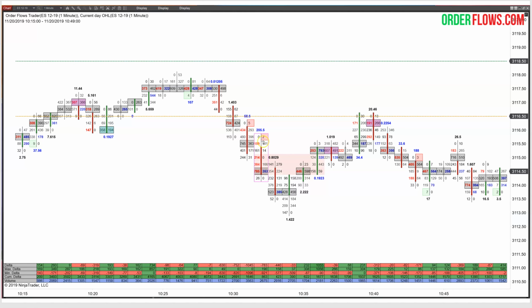This is what I talk about when I say order flow gives you an edge over other traders, right? You're not just sitting around waiting and waiting. You're actively seeing what's happening in the market and basically trading the market.